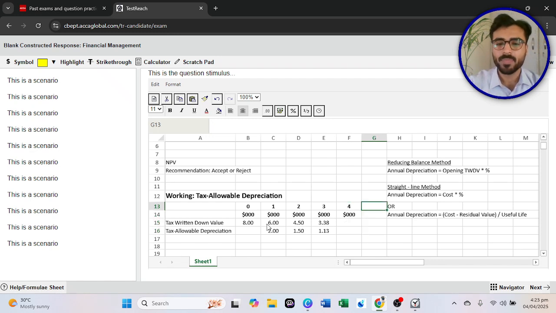Why? Because in the last year, a different concept applies. What is the different concept? In the last year, you must remember the tax written down value is equal to the residual value. I'm repeating it: in the year of sale, or in the last year of your investment, the tax written down value is equal to the residual value. What is the residual value? Let's see. It is equal to 2,000. So the tax written down value would be equal to 2,000 in the last year. So the tax written down value is calculated differently in the last year. Also, the tax allowable depreciation is calculated differently in the last year, because in the last year there is no tax allowable depreciation. There is a balancing allowance or balancing charge.